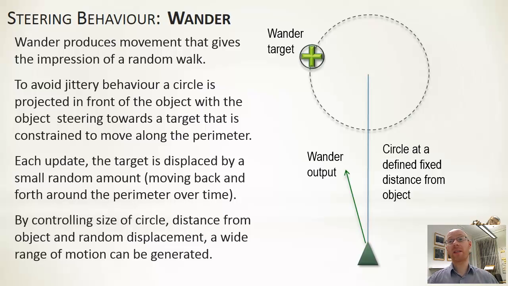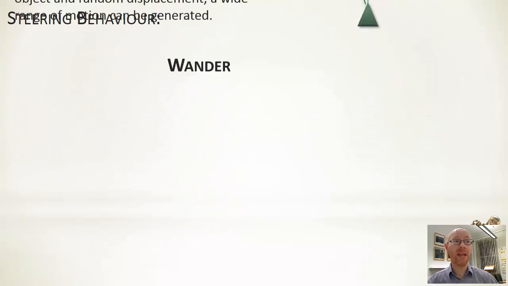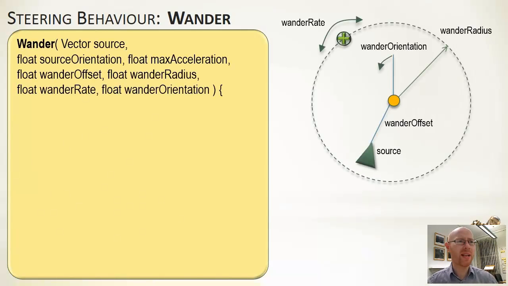How to implement it? It's reasonably straightforward to implement. We've got a whole bunch of parameters we're passing in for where we're at. Our source orientation, our max acceleration, the wander offset, the wander radius, the wander rate itself, and the wander orientation. You can see all of those values in the diagram on the right. We've got our source where we're at. We're projecting out based on our orientation a certain distance, the wander offset, which gives us the center of the circle. The actual circumference or outer ring of the circle will be the wander radius. That will define that overall circle.